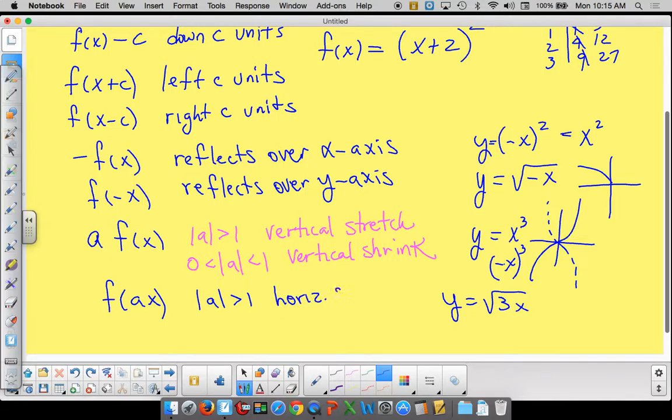Therefore if it's a fraction value between 0 and 1, and notice I put absolute values on there because the positive or negative doesn't matter, what would be the opposite here? A horizontal stretch, yes. And there you have it, all the transformation rules in a nutshell.